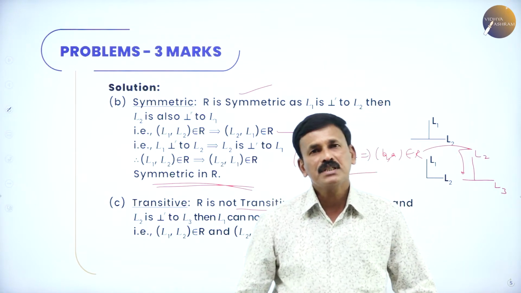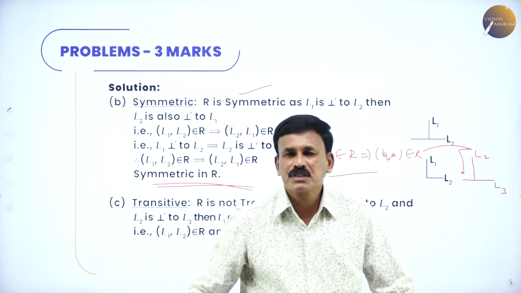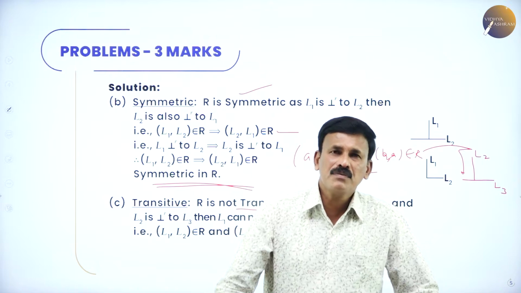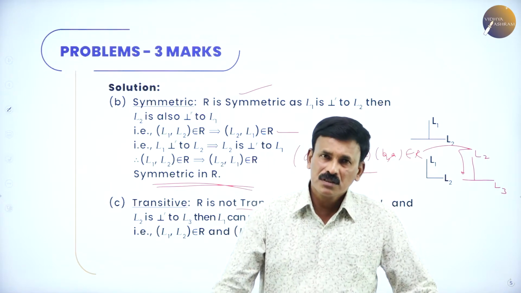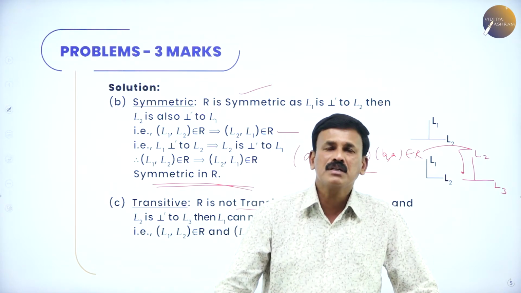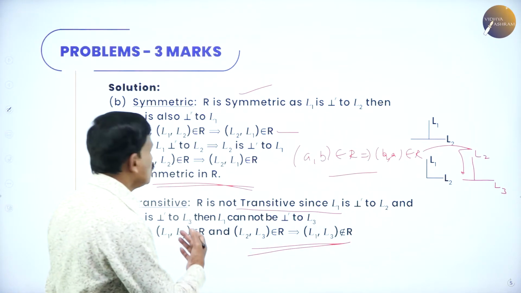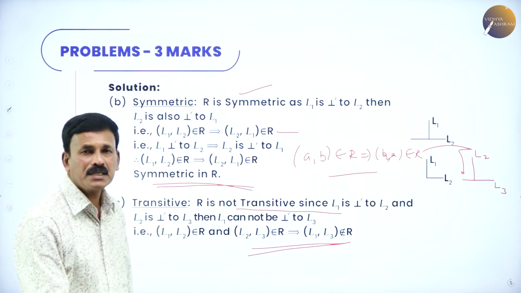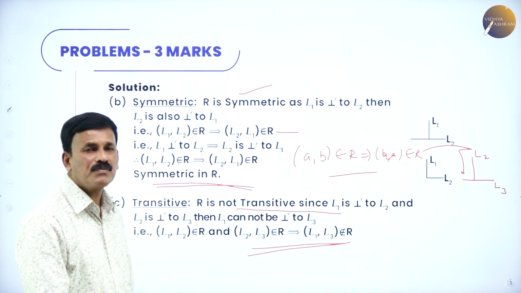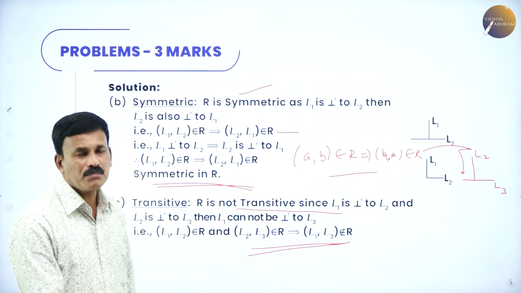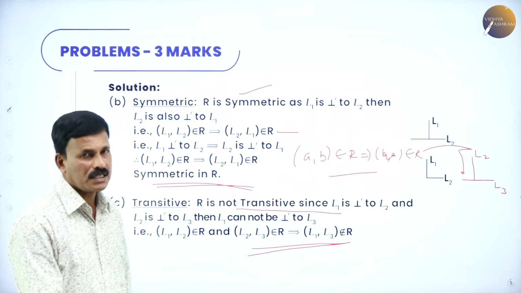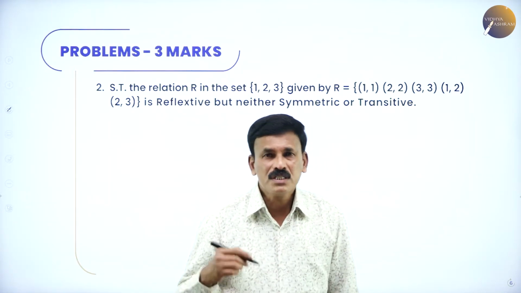So in the examination they may ask for two more questions. Give an example for a relation which is symmetric but not reflexive and transitive. Straight away you can give this. Perpendicularity on the set of lines is an example for a relation which is symmetric but not reflexive and transitive. Now let us come to the next problem.